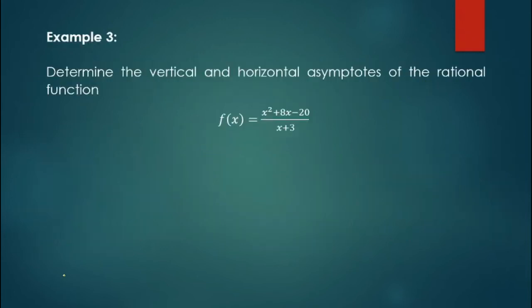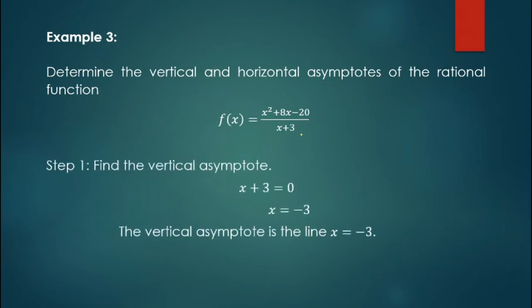Okay, so for example number 3, determine the vertical and horizontal asymptotes of the rational function. So this is the given. So mas mataas ng isa ang numerator kaysa sa denominator. So for the vertical asymptote, get the denominator, which is x plus 3. So we have x plus 3 is equal to 0, and then solve for x. Transpose positive 3 to the right side, so magiging negative 3. So this is our vertical asymptote.